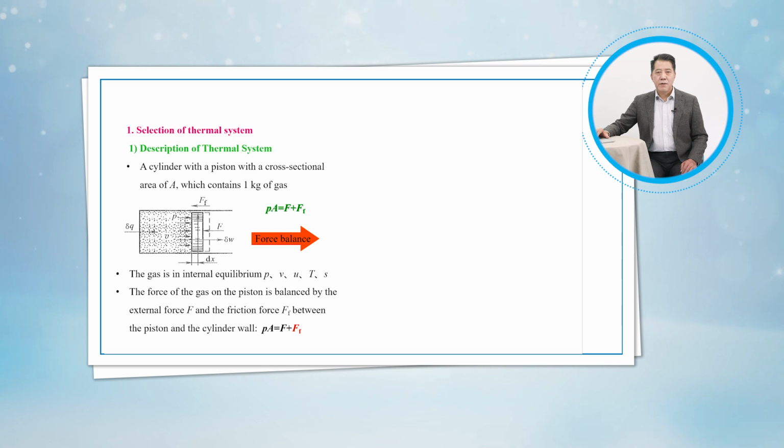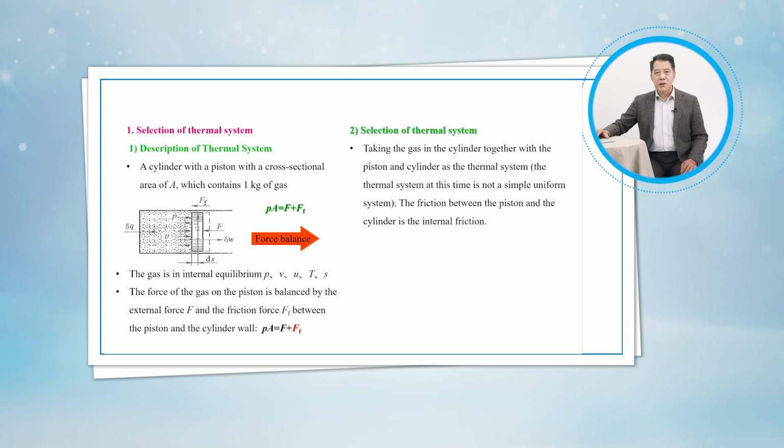The force of the gas on the piston is balanced by the external force F and the friction force F between the piston and the cylinder wall. Details of the thermal system. Taking the gas in the cylinder together with the piston and cylinder as the thermal system, the friction between the piston and the cylinder is the internal friction.